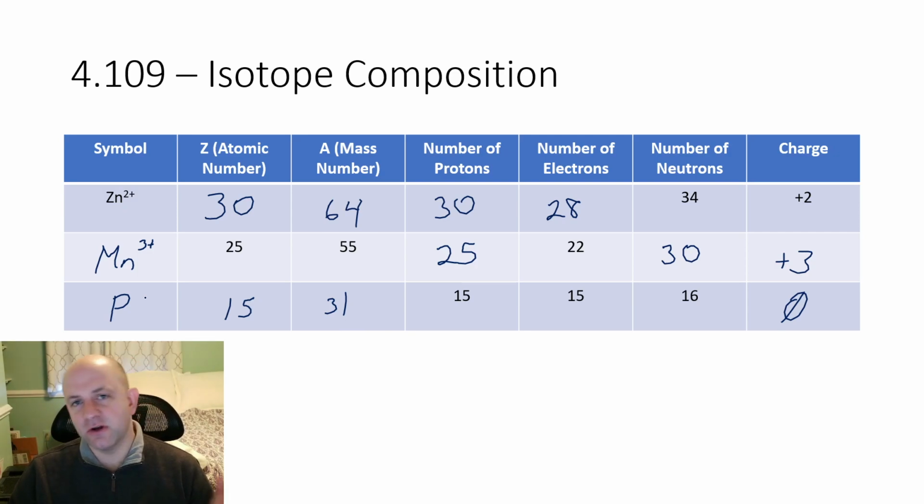Sometimes you have positive charge, sometimes negative. Sometimes they give you a symbol, sometimes they just give you numbers. But again, use the information they give you to figure out what you can get next, until you get the next thing and the next thing, and then you're done.